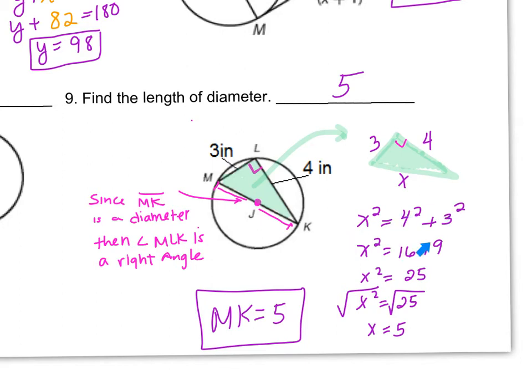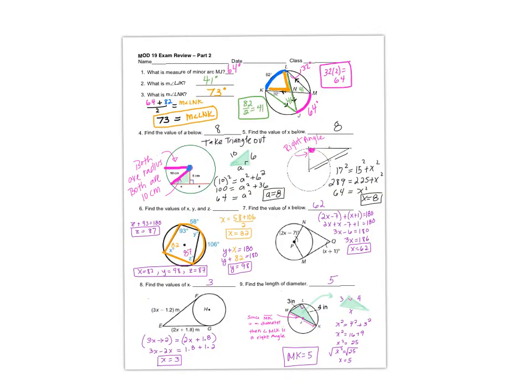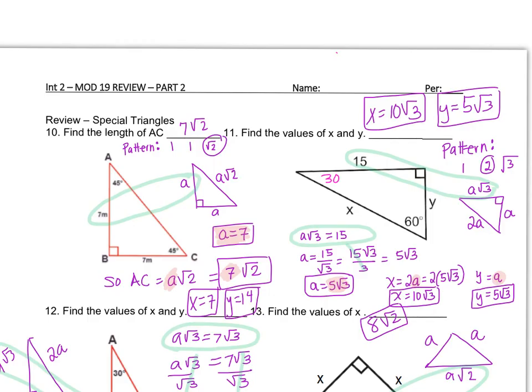So 16 plus 9 because 4 times 4 is 16. 3 times 3 is 9. That's 25. If I square root both sides, I end up with x equals 5. And x was my MK. So MK is 5. The answer is 5 for the diameter. MK is the diameter because it has a center. This takes care of page 4 for you.